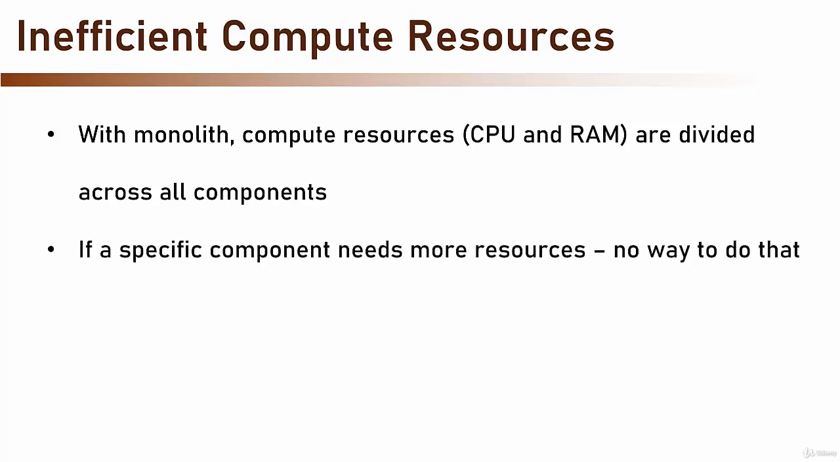For example, if a specific component needs more resources, there is no way to do that. We can't allocate more CPU or memory to a specific component that needs them. We will have to allocate more compute resources to the whole monolith, which will give them to all the components. And this is very inefficient. So what would we do to avoid this with microservices?